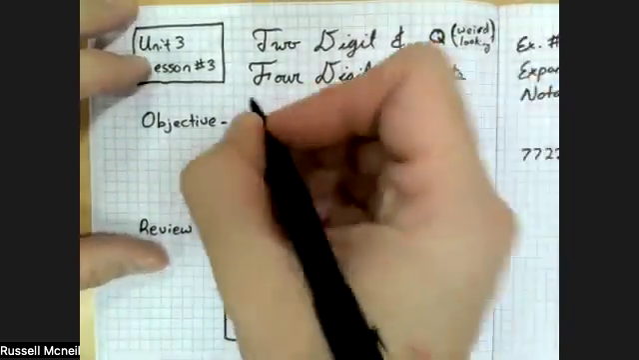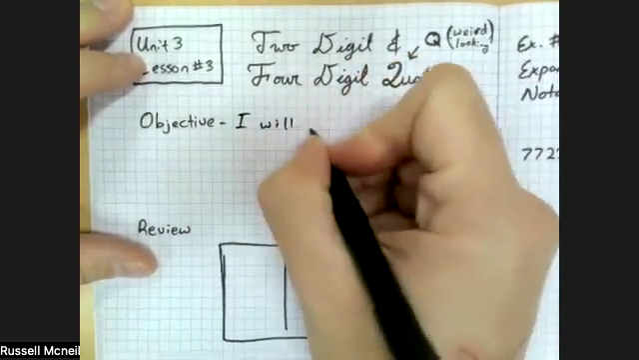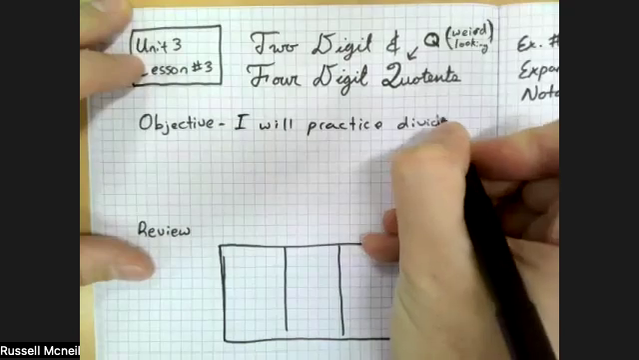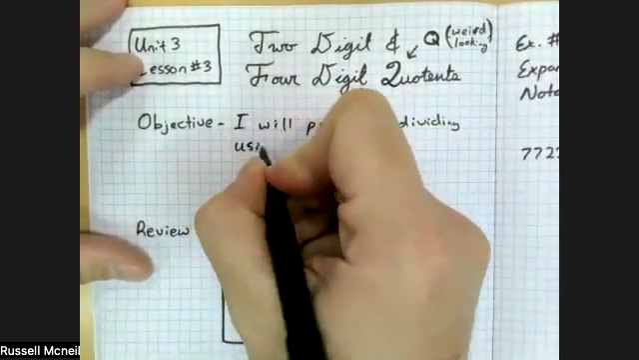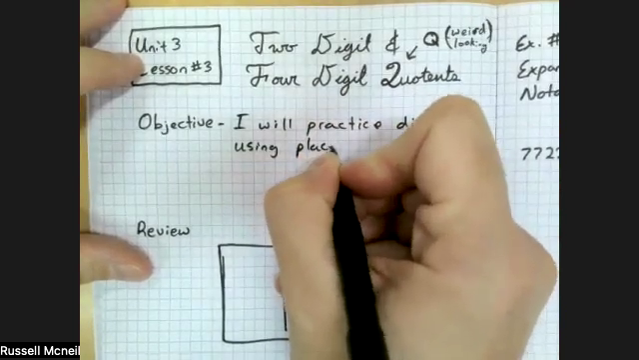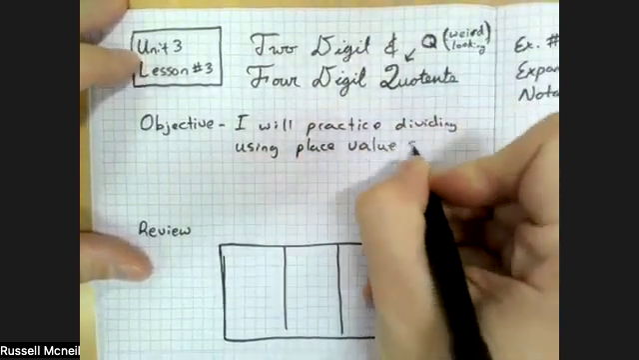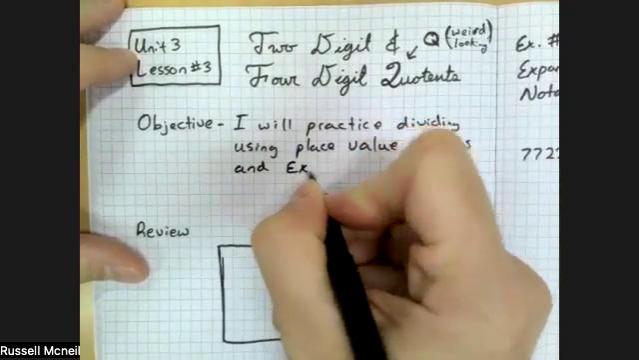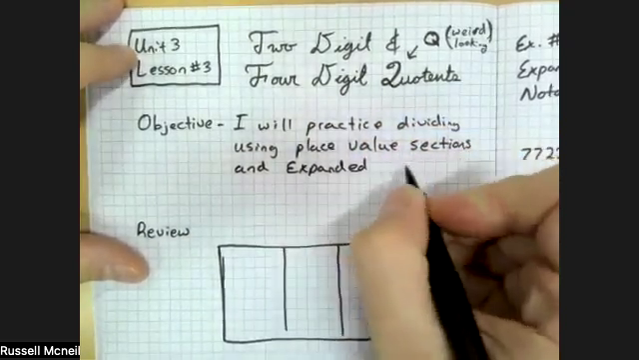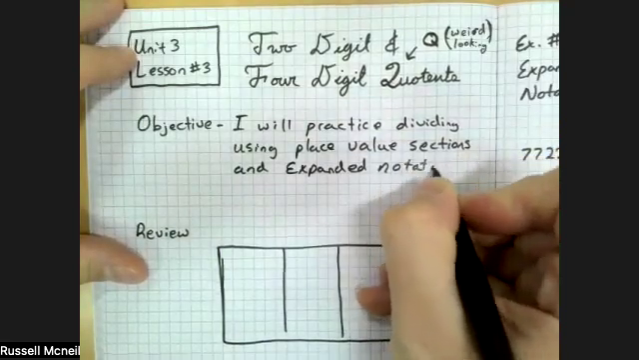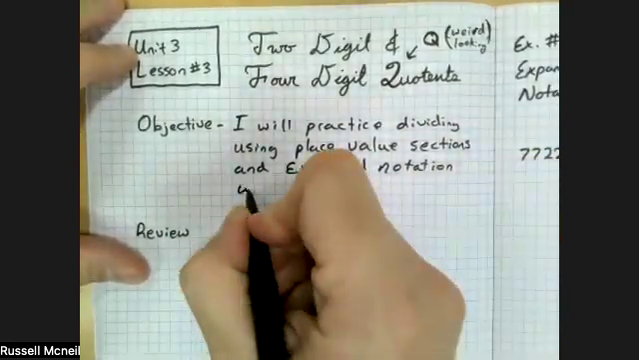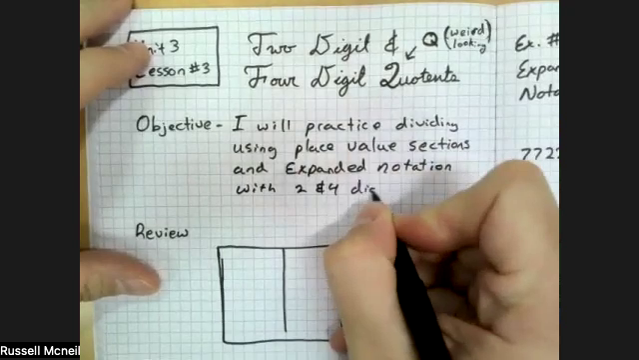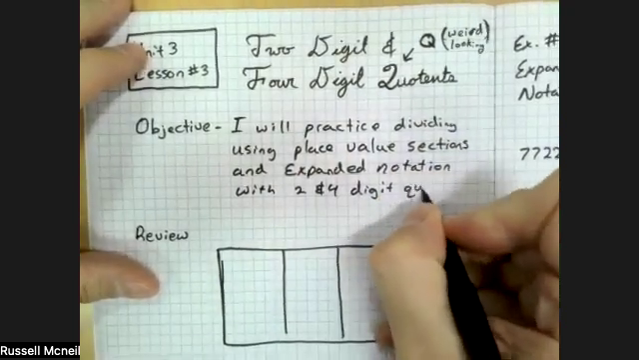All right, let's jump into objective. I will practice dividing using place value sections and expanded notation. Not sure why I capitalized expanded. With two and four digit quotients.